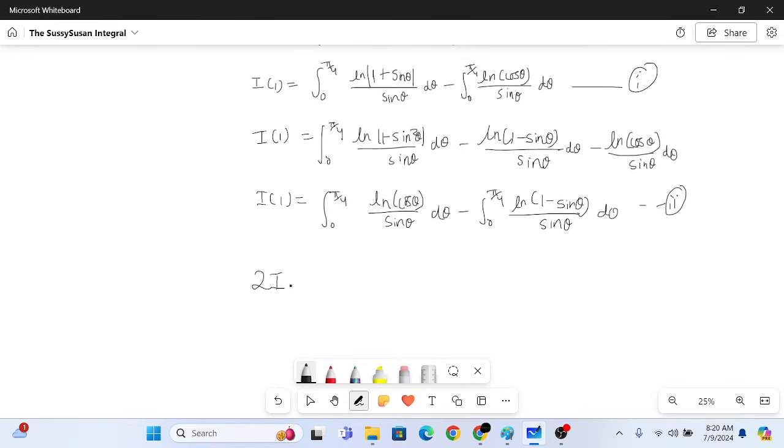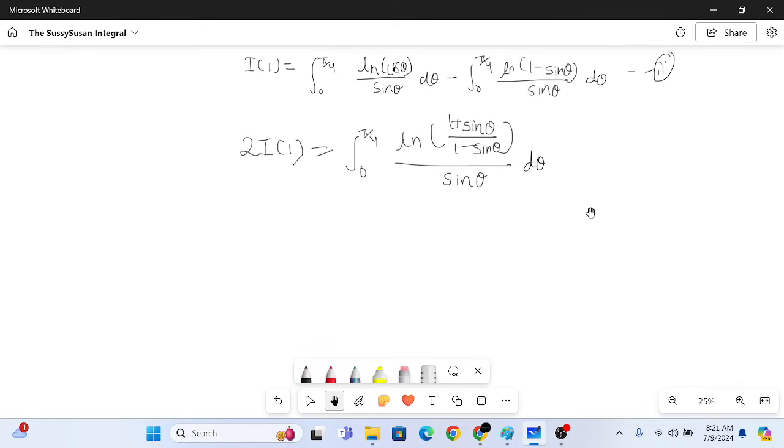So 2 times I of 1. Now these two cancel out, and we can add these two because they have the same denominator. So integral from 0 to pi by 2, and we get ln of (1 plus sin theta by 1 minus sin theta) by sin theta d theta. Okay, good.